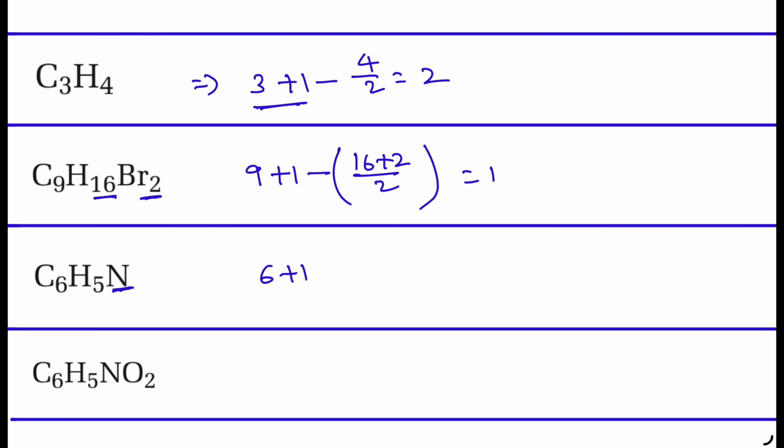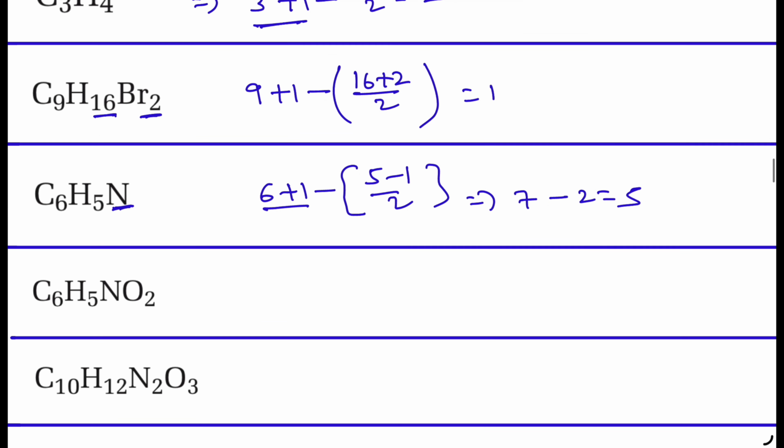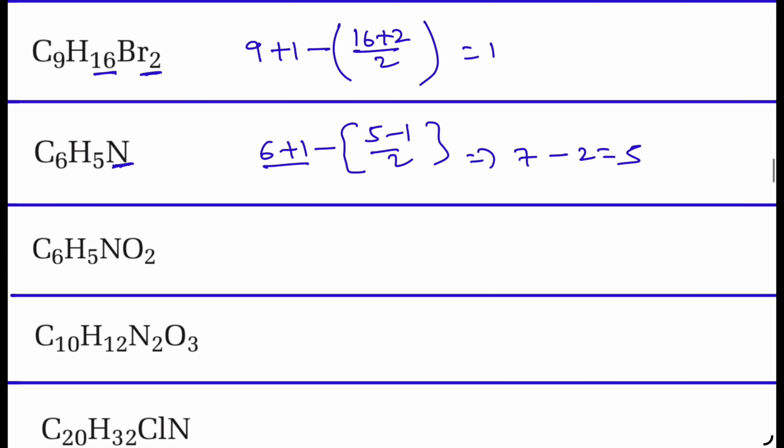So 6 plus 1 minus 5 minus 1 by 2. So 6 plus 1, that is 7, minus 5 minus 1, 4, 4 by 2, 2. So degree of unsaturation is 5. So let us do it again. So 6 plus 1, fine. Hydrogen's number, nitrogen's number is subtracted by 2. So 5 minus 1, that is 4 by 2, that is 2, 7 minus 2, that is 5, fine. And oxygen's number does not affect.